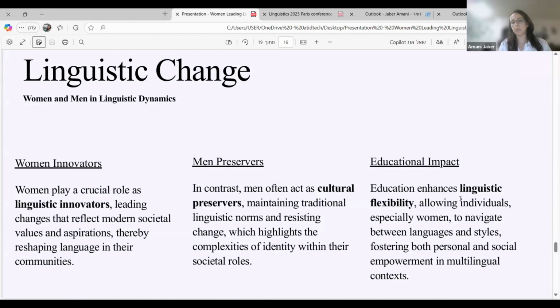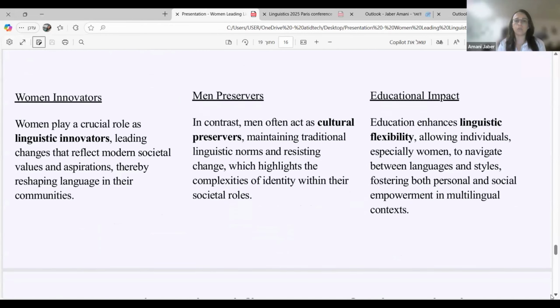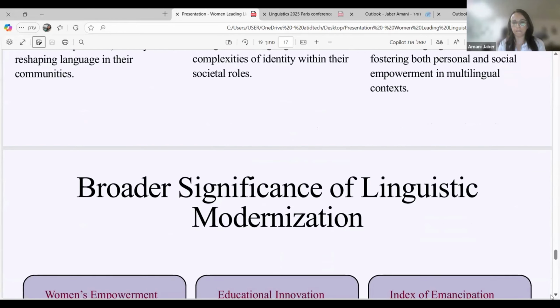Now, once we look at the educational impact, education enhances linguistic flexibility, allowing individuals, especially women, to navigate between languages and styles, fostering both personal and social empowerment in multilingual contexts. So this basically was my social interpretation for the language changes that were taking place.